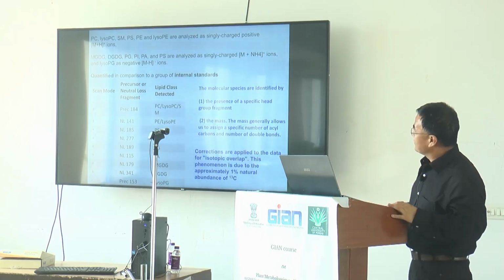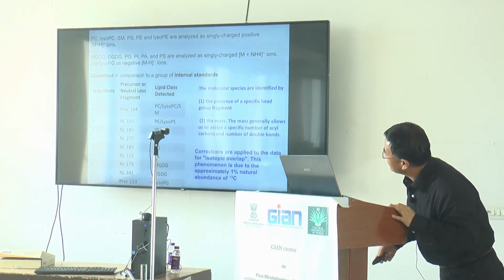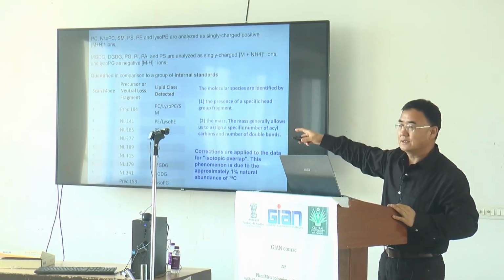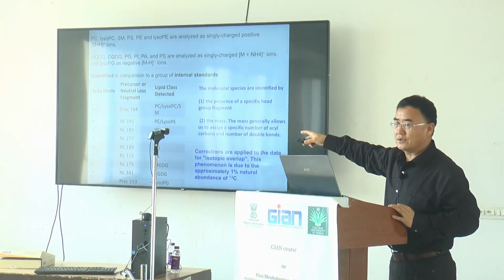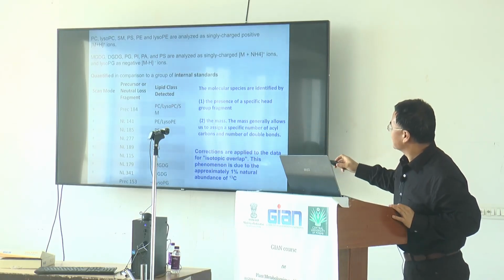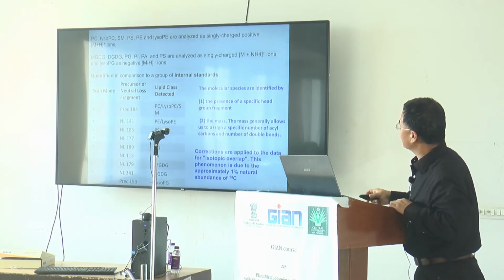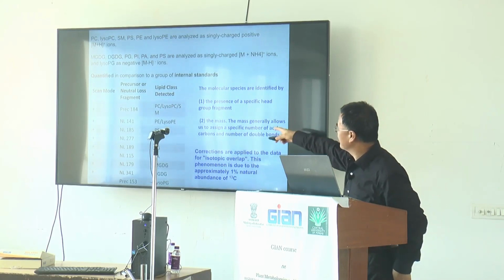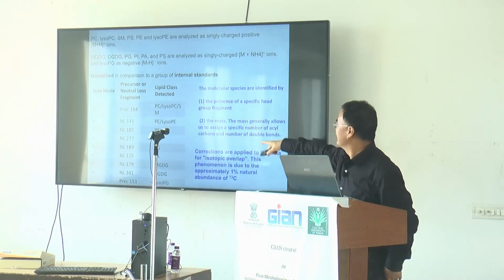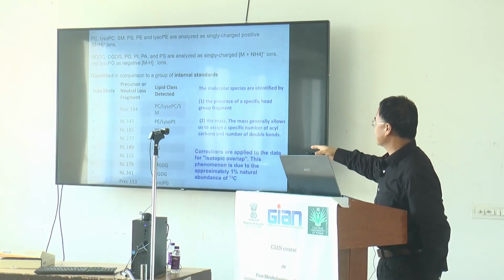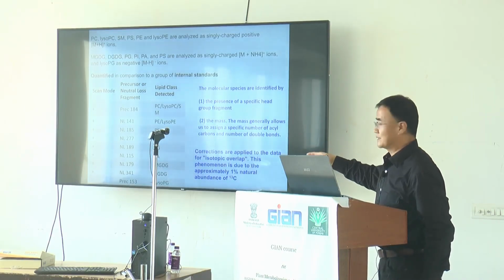Yeah, all those PIP, MGDG, DGDG, or DGDG means have digalactose, the chain in the head part. So the presence of all those molecules can be identified by the presence of a specific head group fragment. The mass generally allows us to assign a specific number of acyl chains.